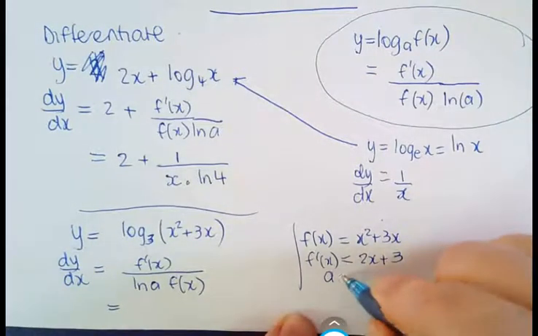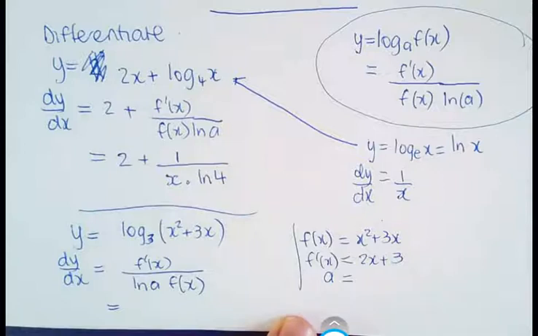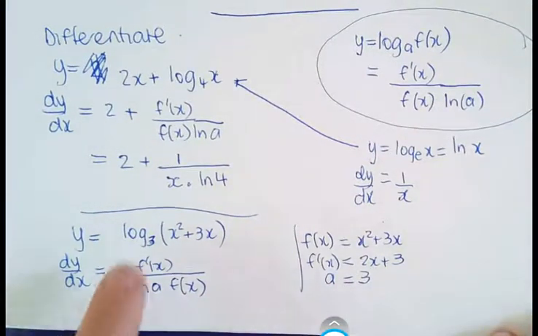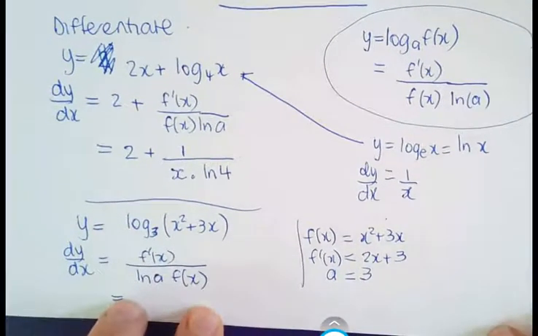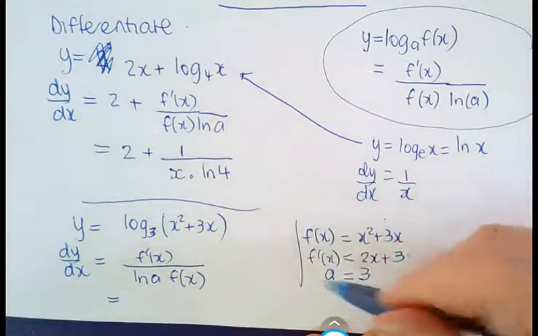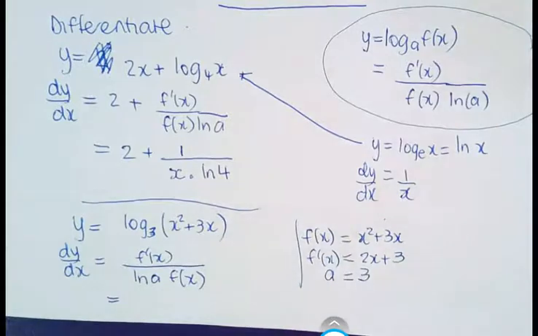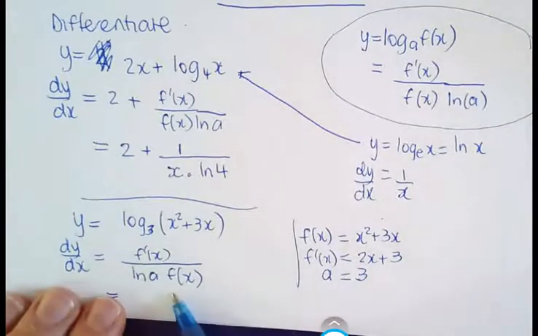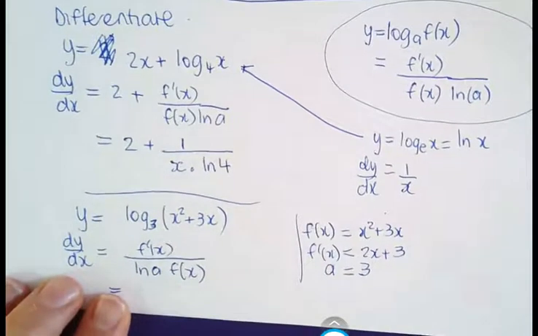And what is your a in this case? 3. So what I've done is I've written out the rule here in my working out. And on my little side, I've written what the function is, what its derivative is, what a is, and now just substitute it in. That might be better. That's what I would probably do if I were you. I would write out the rule, I would write on the side the function of x, f dashed x, and a, and then substitute.